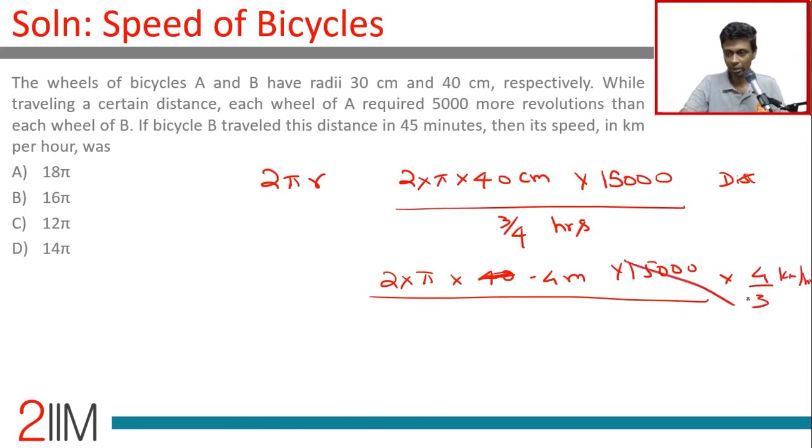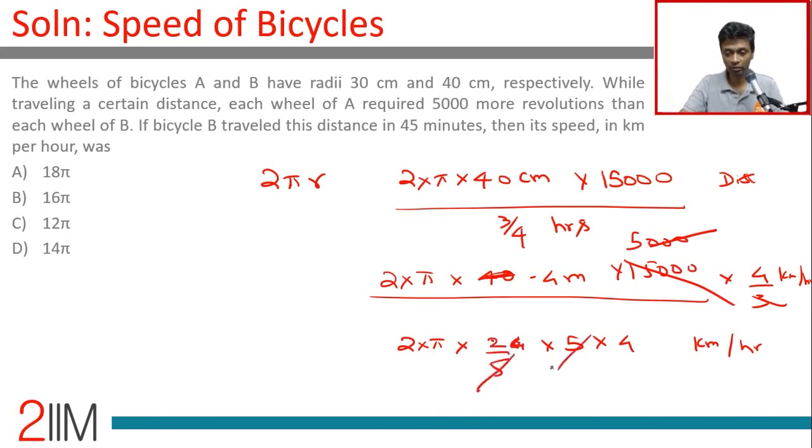By 3, make it 5,000. The answer is in meters. Remove this, it will become kilometers. Or 2 into pi into 0.4 into 5 into 4 kilometers per hour. 0.4 is 2 by 5. The 5 and 5 get cancelled. 2 pi into 2 into 4. 2 into 2 into 4 is 16. 16 pi kilometers per hour.